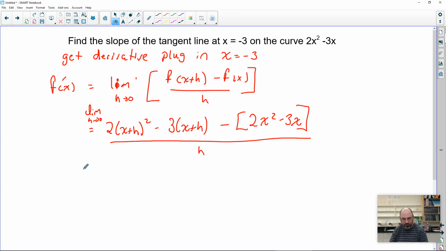Okay, so then this is equal to 2 times, remember this is x squared plus 2xh plus h squared, and this is minus 3x minus 3h, and this is minus 2x squared plus 3x.